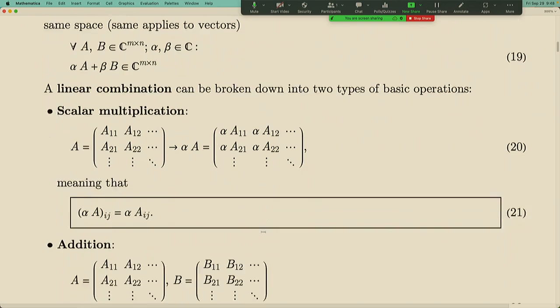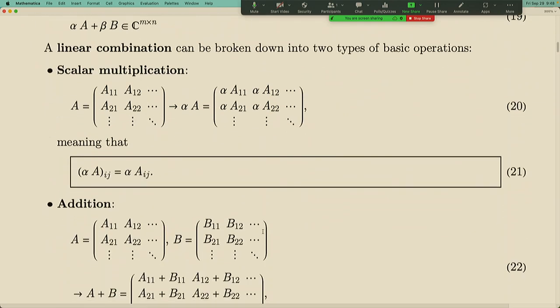First of all, the scalar multiplication is done in this way. Suppose you have a matrix, which is a two-dimensional array of numbers. Now you have a new complex number, which is alpha. Alpha is a single number. It's not a matrix. So you want to multiply this single complex number alpha to a matrix, which is capital A. What happens is that every matrix element gets multiplied by this complex number.